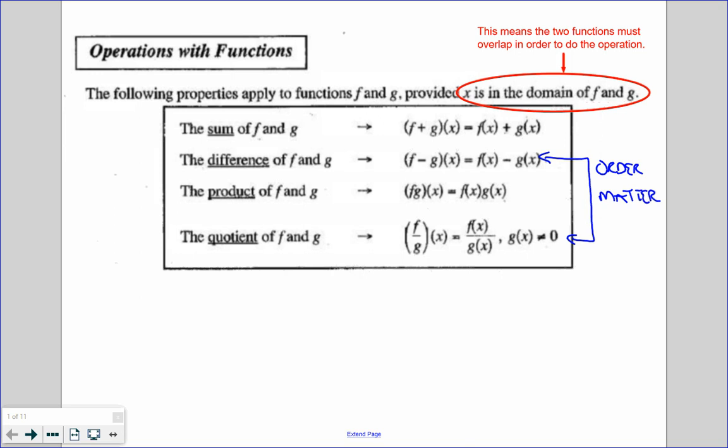Now we're going to look at these operations of functions in two ways. We're going to look at them from a picture standpoint, from a graphical standpoint, and then we're going to do the whole thing again looking at it from an algebraic standpoint. So it says the following properties apply to functions f and g, provided x is in the domain of f and g. So what that means is that the two functions must overlap in order to do the operation. So you can only do the operations graphically where the two graphs overlap. Okay?